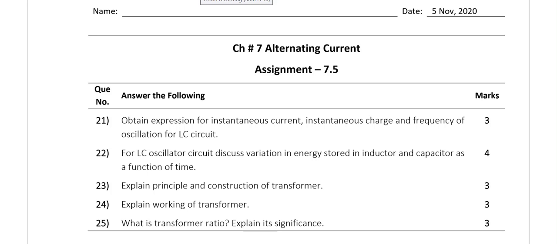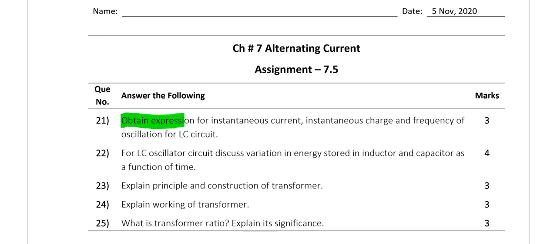Hello students, we are starting the last assignment, 7.5, today. There are 5 questions and mainly 2 topics: equations for the tank circuit, that is the LC oscillator circuit, and the transformer. We will deal with this assignment in 2 different video sessions. In this first video, we'll talk about the first 2 questions, 21 and 22.